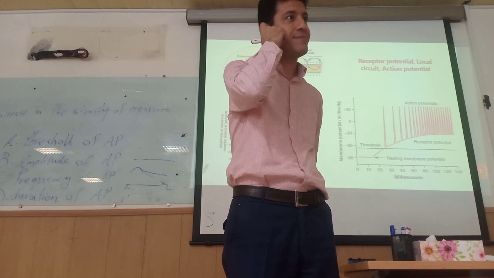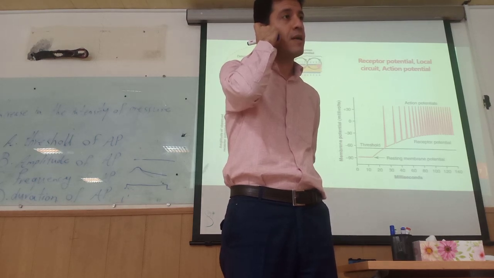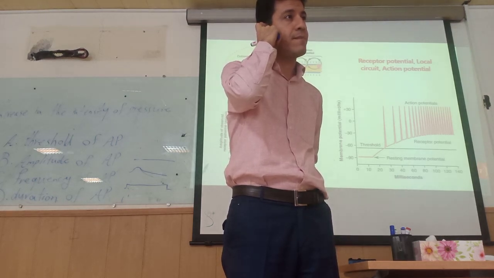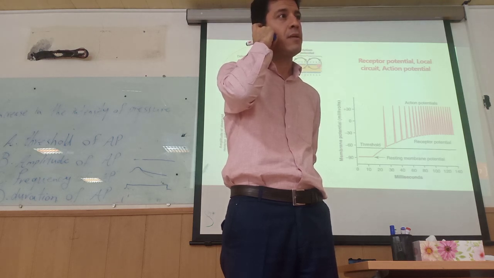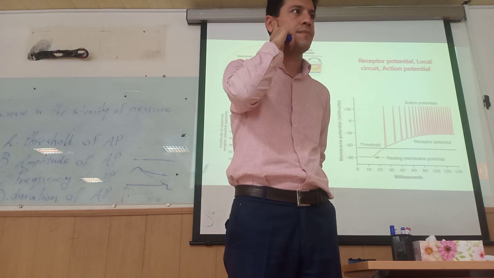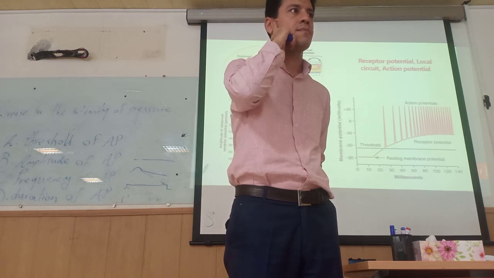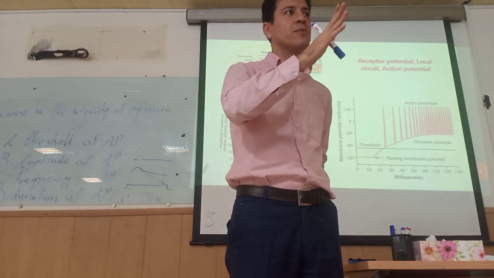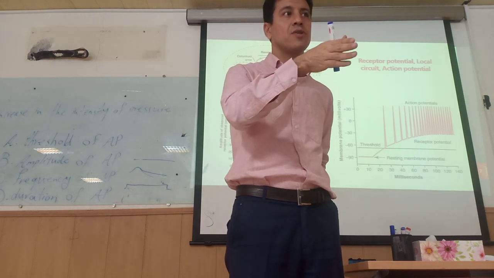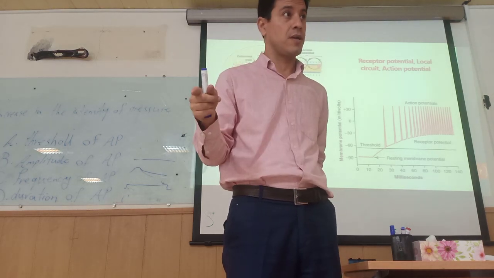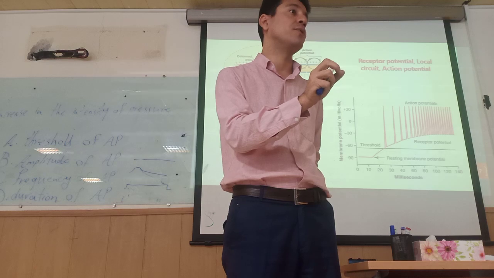For action potential, amplitudes are always the same. It means that the amplitude just depends upon the type of neuron. Different types of neurons have different amplitudes. So the size of the action potential, the duration of the action potential, and also the shape of the action potential are defined by the type of the neuron.